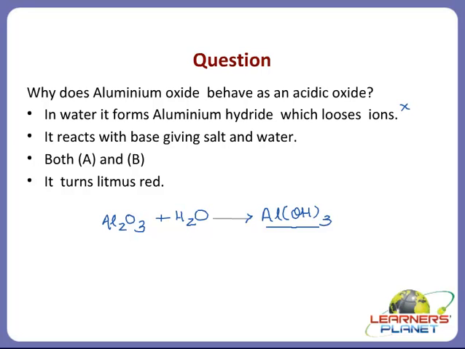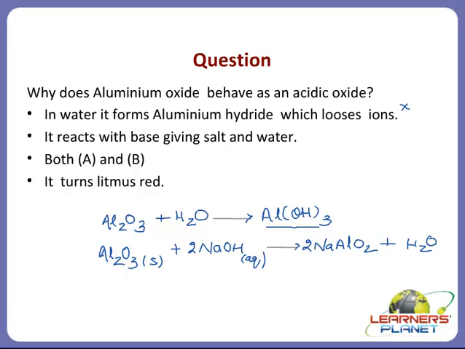That is aluminium oxide Al2O3 solid. Let's take up the base, that is sodium hydroxide, 2NaOH, that is aqueous. And with this it is forming 2NaAlO2, that is sodium aluminate, plus H2O. So is this showing its basic nature? It reacts with a base forming salt and water. Here it is showing its acidic nature.